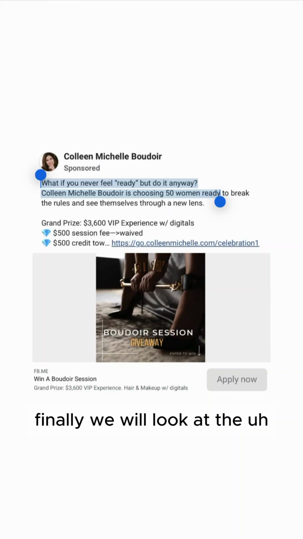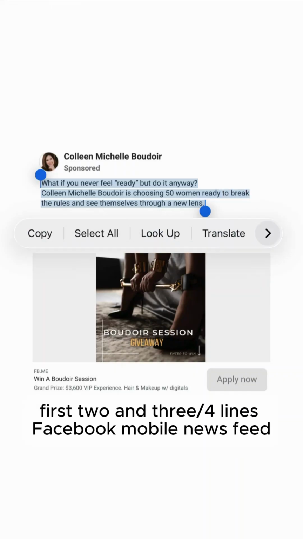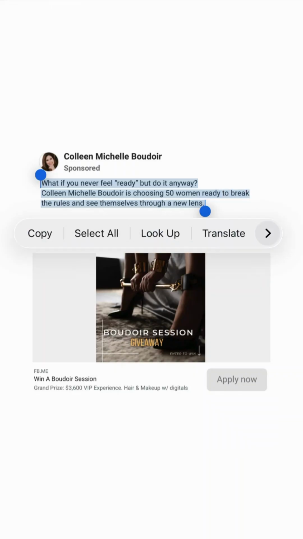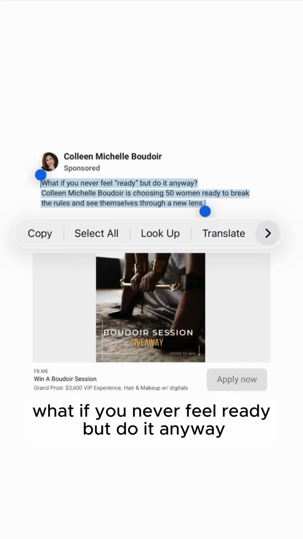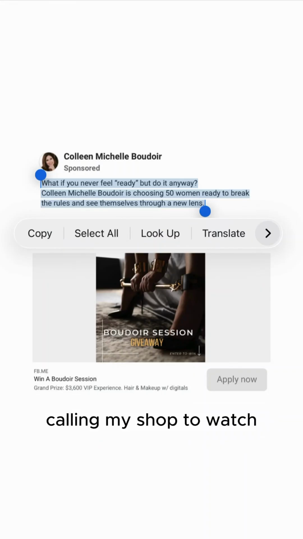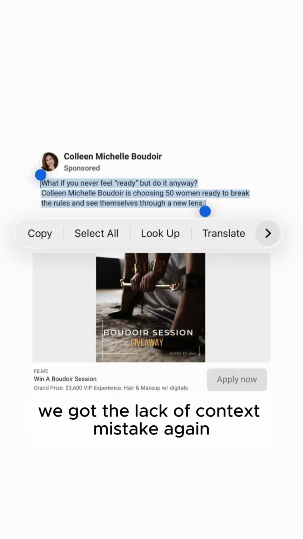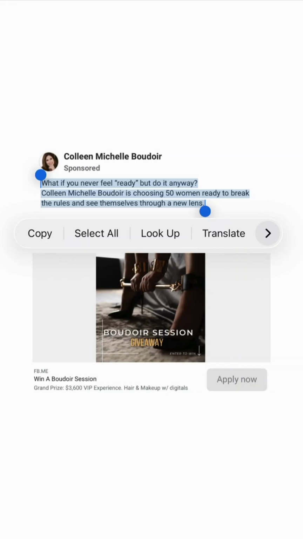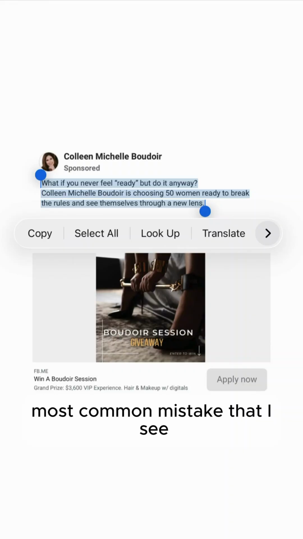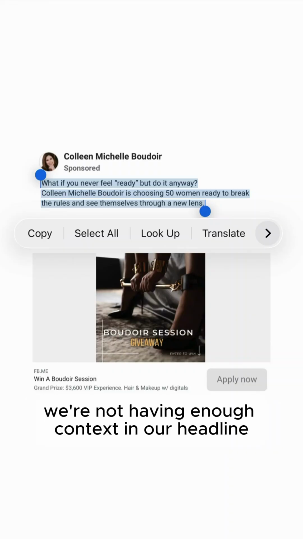Finally, we will look at the see more headline, first 2 3/4 lines, Facebook mobile news feed. What if you never feel ready, but do it anyway? Calling my shop too much. Ready to break the rules, through new lens. Break the rules. Okay, so yeah, we got a little bit of context here, but we got the lack of context mistake again. Most common mistake that I see. We're not having enough context in our headline.